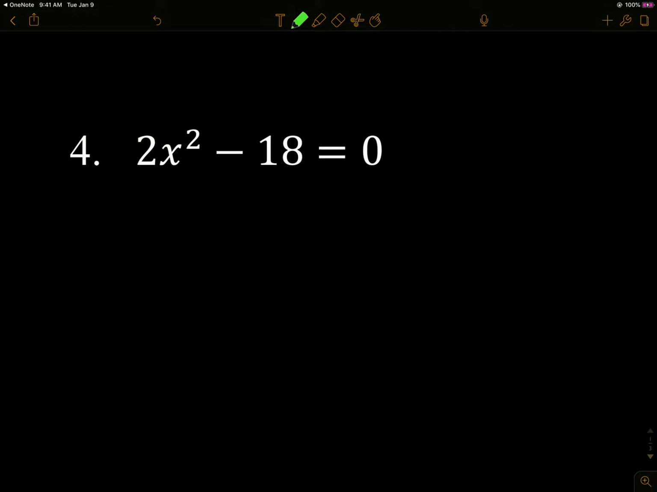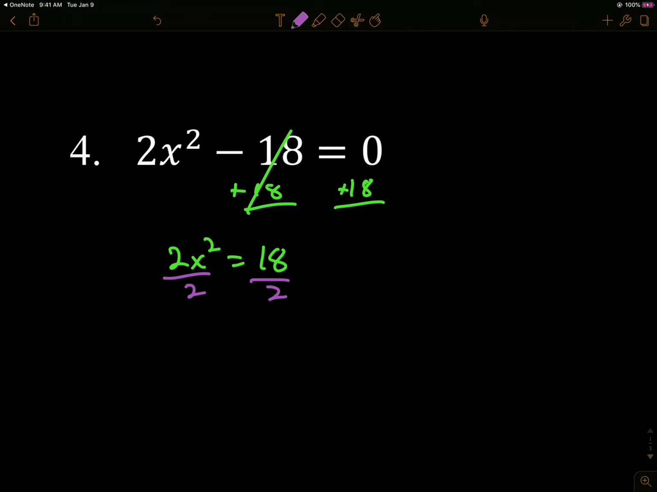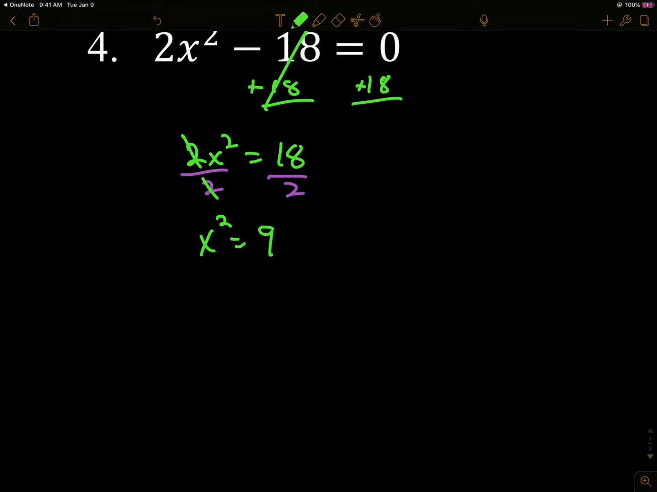All right, so here we want to isolate the x squared and then square root at the final step. So we're going to add 18 to both sides of the equation. So now I have 2x squared equals 18. Then I can divide both sides by 2 to isolate the x squared. Those cancel. 18 divided by 2 is 9. And now I can do the final step of square rooting both sides.